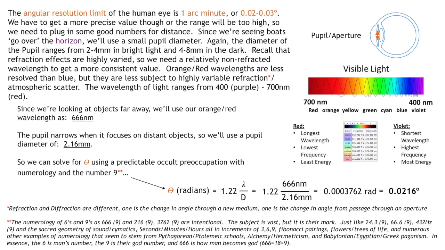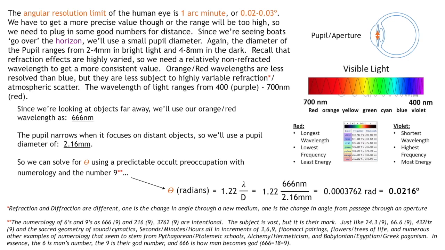So we can solve for theta using a predictable occult preoccupation with numerology and the number 9, such that theta in radians is equal to 1.22 wavelength divided by diameter, which is 666 nanometers divided by 2.16 millimeters. That gives us our number in radians, which is also adding up to 9 as we'll go through. And that gives us an angular resolution theta of 0.0216 degrees.